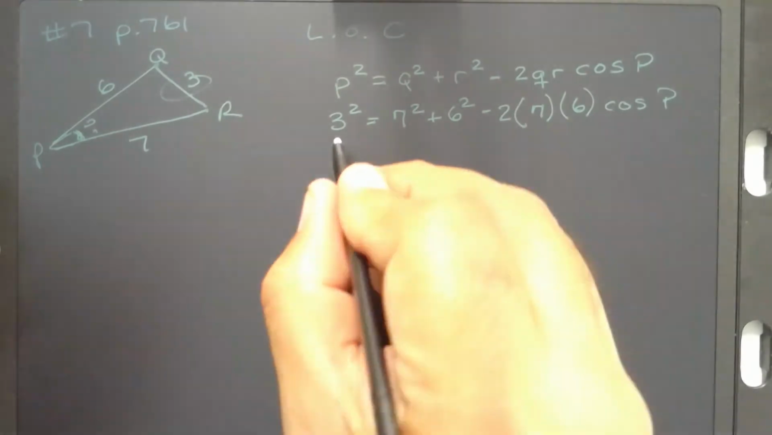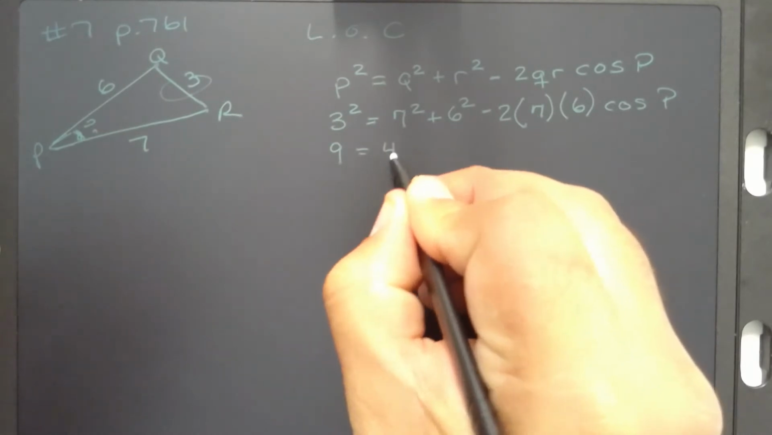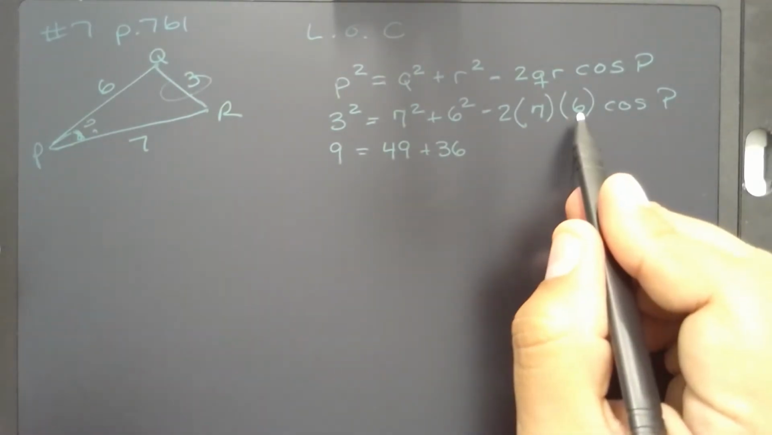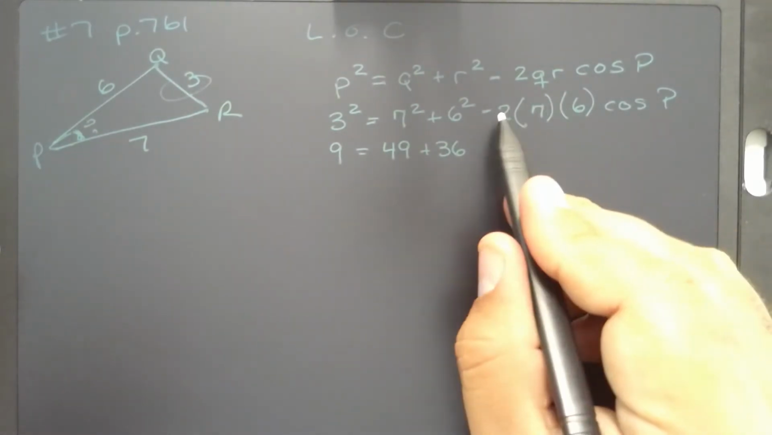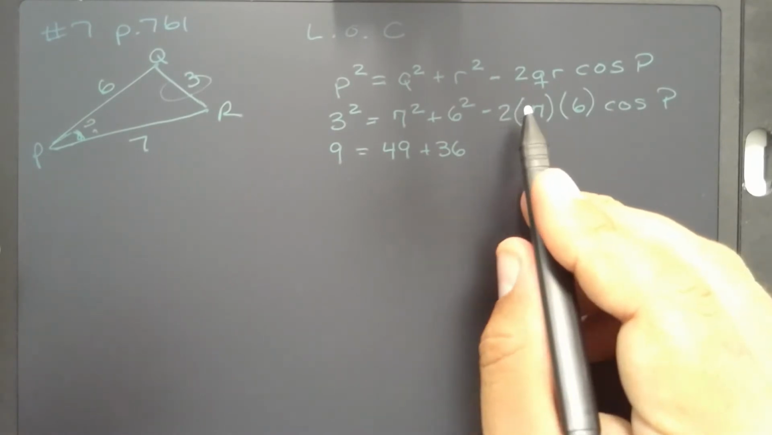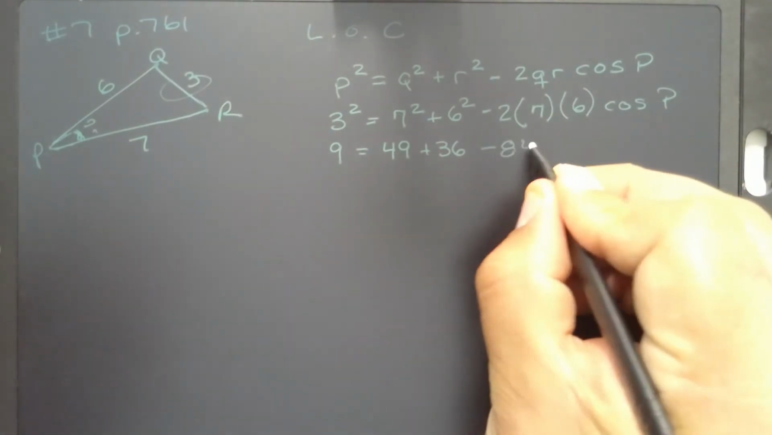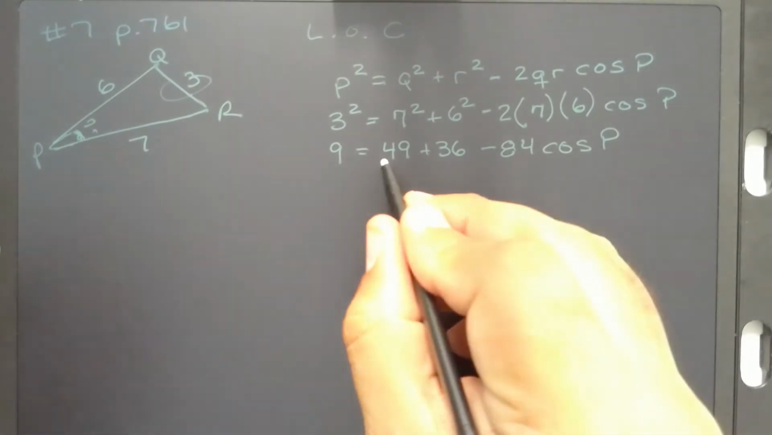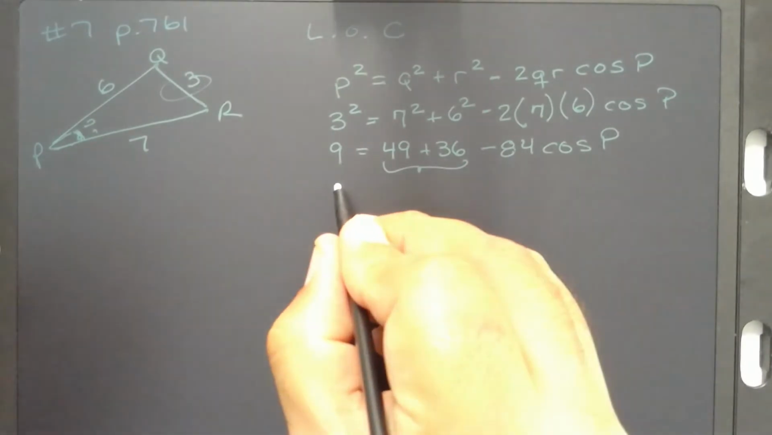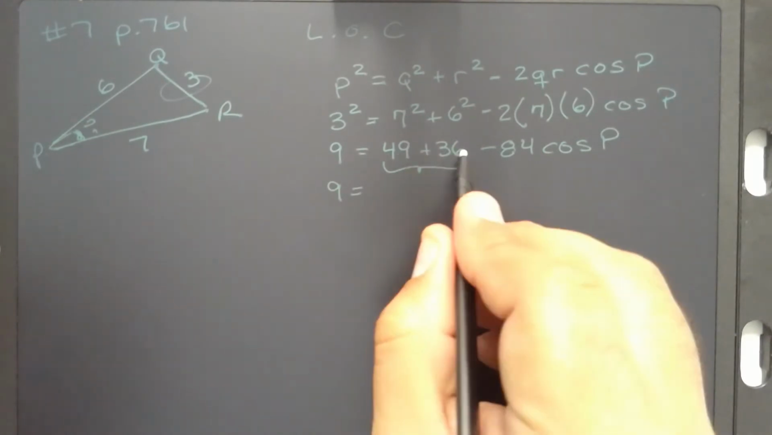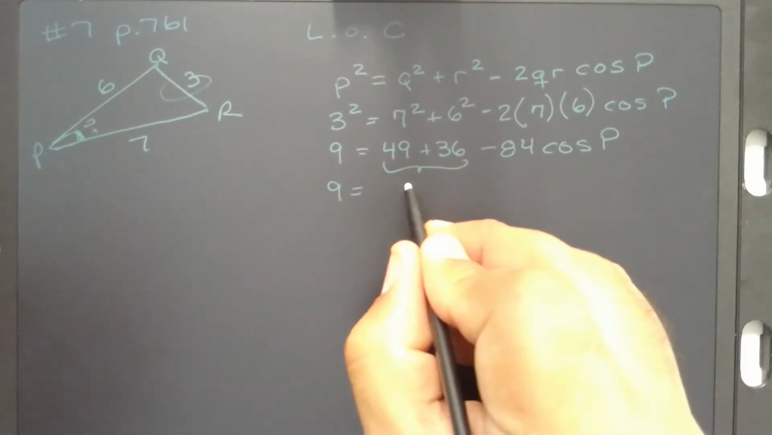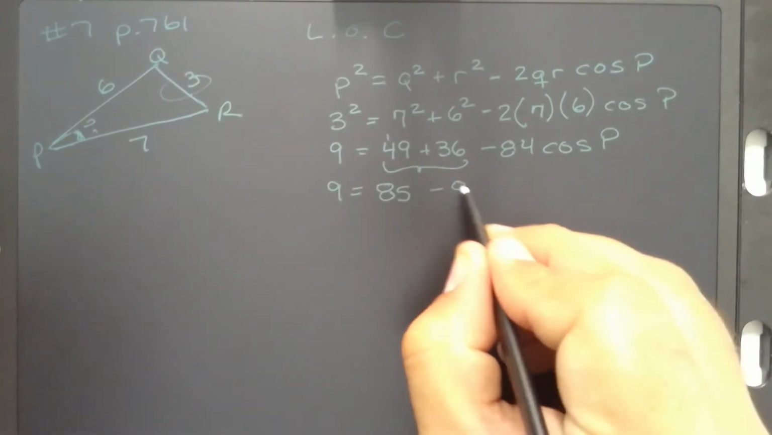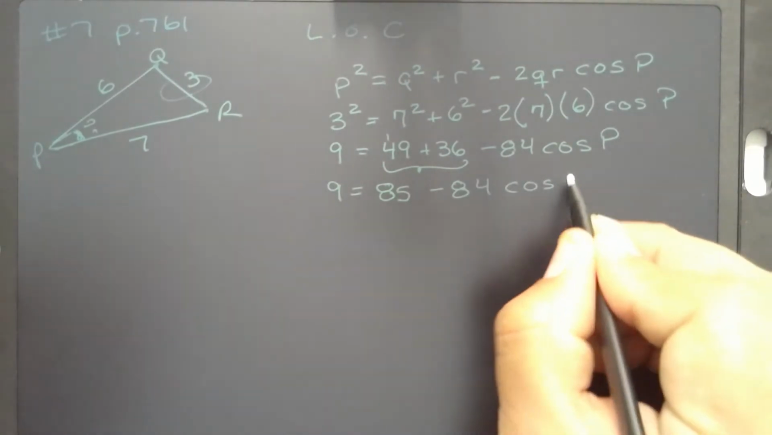Well, we could go ahead and work this out. This will be 9 is equal to 49 plus 36. What's 7 times 6? 42. 42 times negative 2, negative 84 cosine P. The next thing we want to do, we can combine these two terms here, right? This is 9 is equal to 49 plus 36, which is 85, minus 84 cosine P.